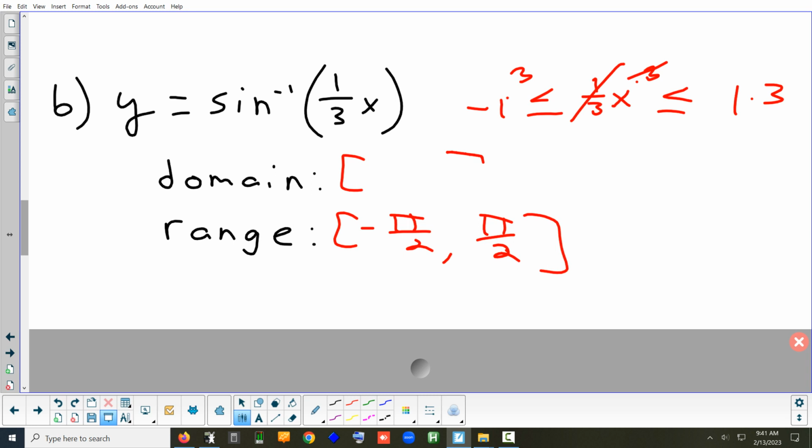So what is my new domain after I do that transformation? Yep. Negative 3 to 3. Negative 3 to 3. Any question on that?